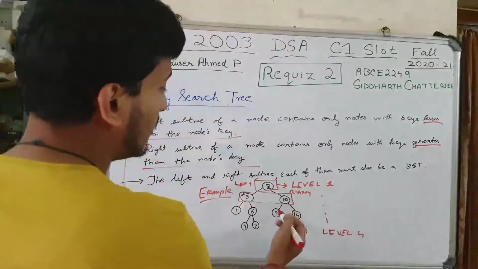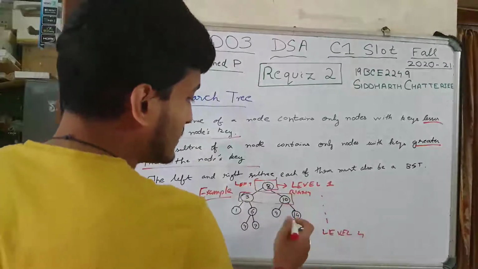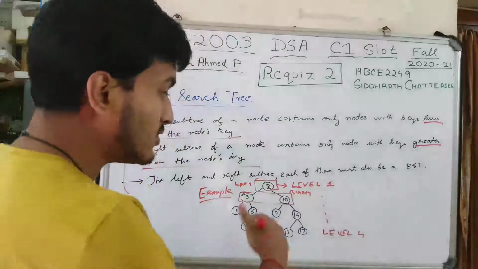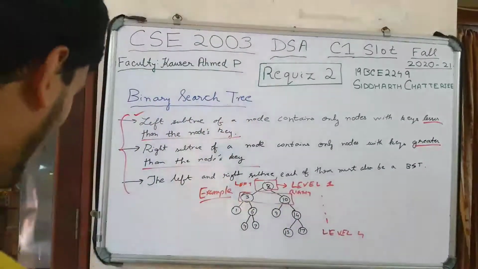And similarly here, 9 is the left part of the 10 subtree, it's lesser, correct, matches. 14 is greater than 10, correct. 13 is less than 14 because it's left, correct, matches. 17 is greater than 14 because it's right, matches. So this is what it is.